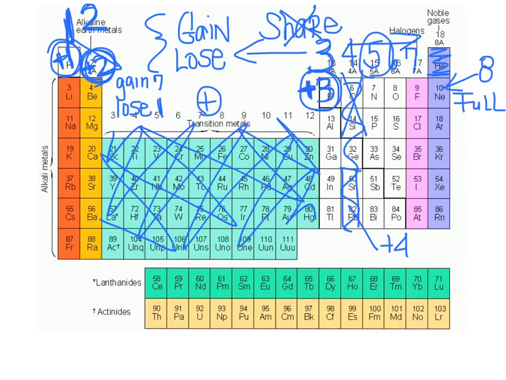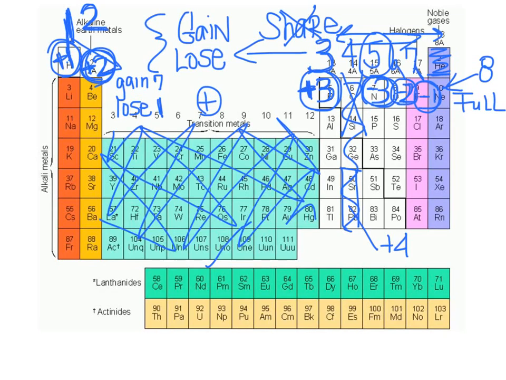Now, these have 5. You could either gain 3 to get 8 or lose 5 to get rid of that outer shell. It's going to be easier to get a negative 3 charge, gain 3, than to lose 5. The next one, 6, they're going to tend to gain 2 to get 8, and these have 7, they're going to tend to gain 1 to get 8.